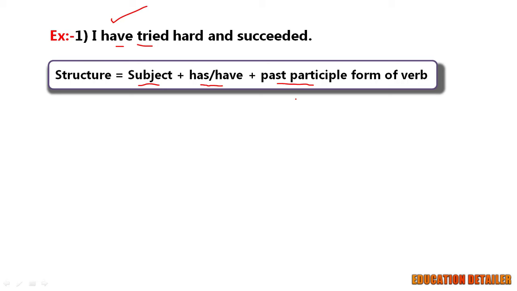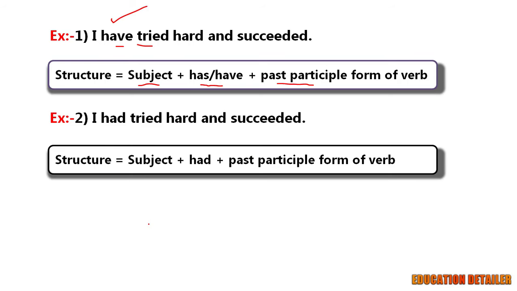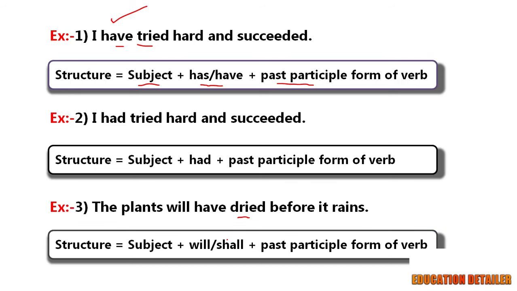Now, if I convert this sentence into past perfect tense, it will be, I had tried hard and succeeded. So here, it is used to form past perfect tense. The structure: subject plus had plus the past participle form of the verb. And in the last example, the plants will have dried before it rains. It is easy for you to say that the past participle dried is used to form future perfect tense. The structure: subject plus will or shall plus have plus the past participle form of the verb.